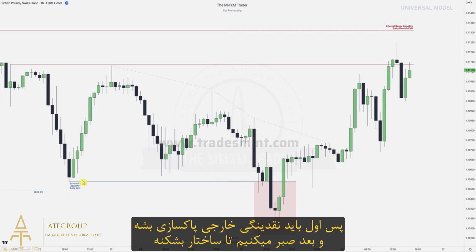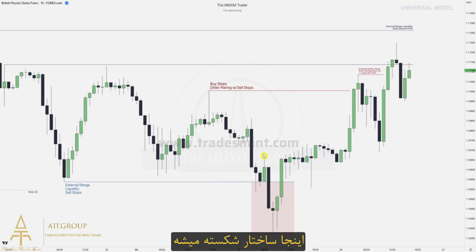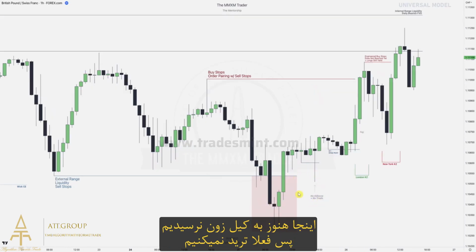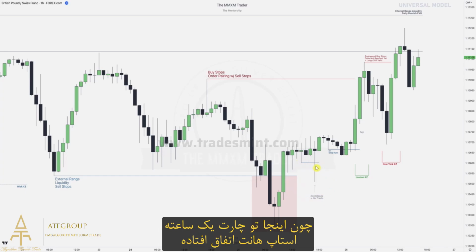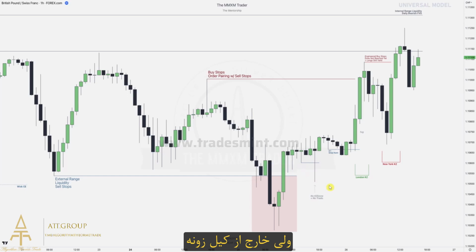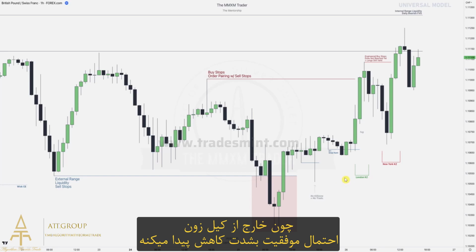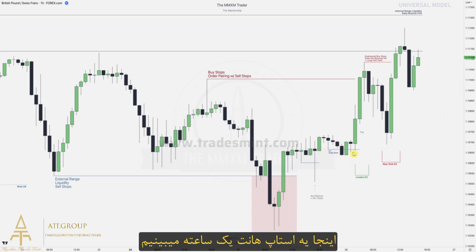So we need this external range liquidity purge, and then we wait for that break of structure, right? Over here we have a break of structure. We have those engineered buy stops over here. Over here we have no kill zone yet, so no trade yet, right? Because we have a stop hunt over here on the 1-hour, but it's outside of the kill zone, and we really want to be in our time zone before we execute a trade, because outside of kill zones the probabilities reduce drastically. So over here we see a 1-hour stop hunt, again on our intermediate term perspective.